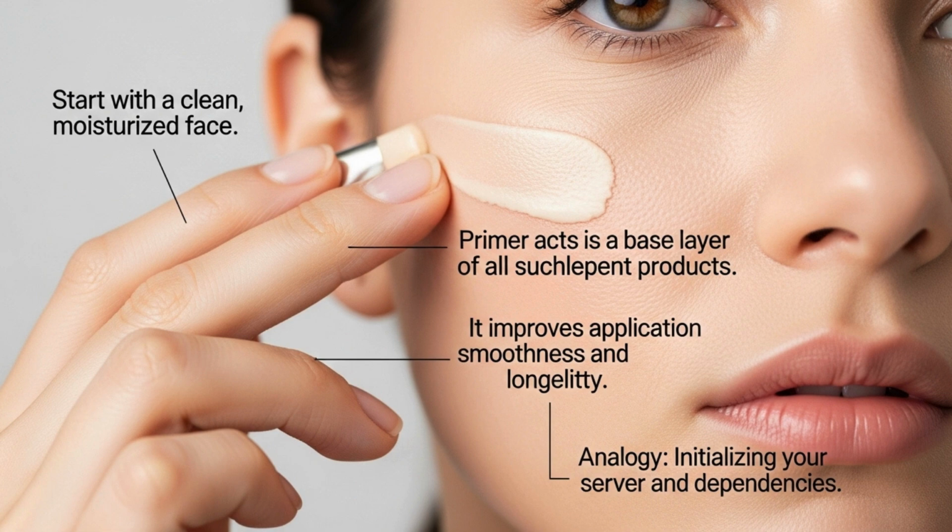Every successful deployment starts with a clean, stable environment. In makeup, this is your skin. Before writing a single line of code, you prepare your canvas. This means cleansing and moisturizing. Following that, we apply a primer. Think of primer as a middleware layer or an API that helps the subsequent applications, your foundation, adhere better, last longer, and perform more efficiently.